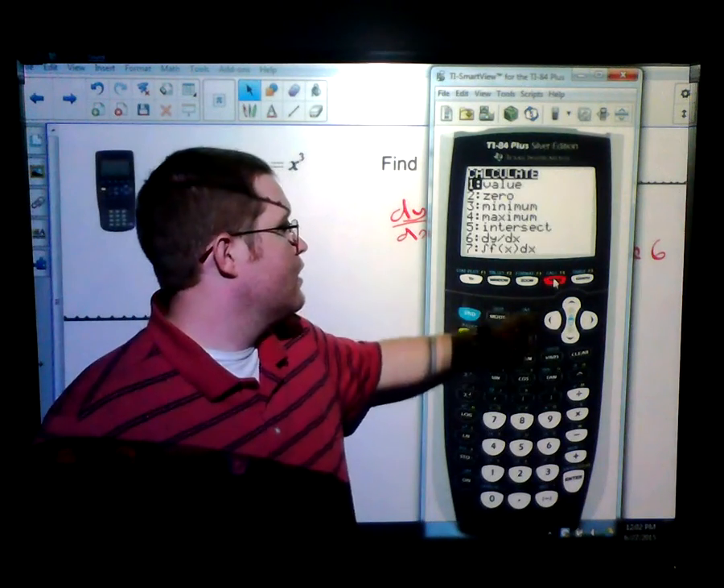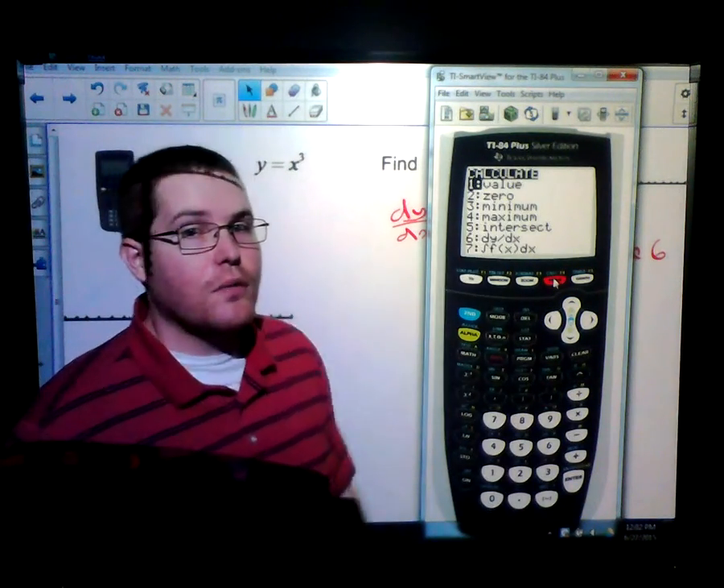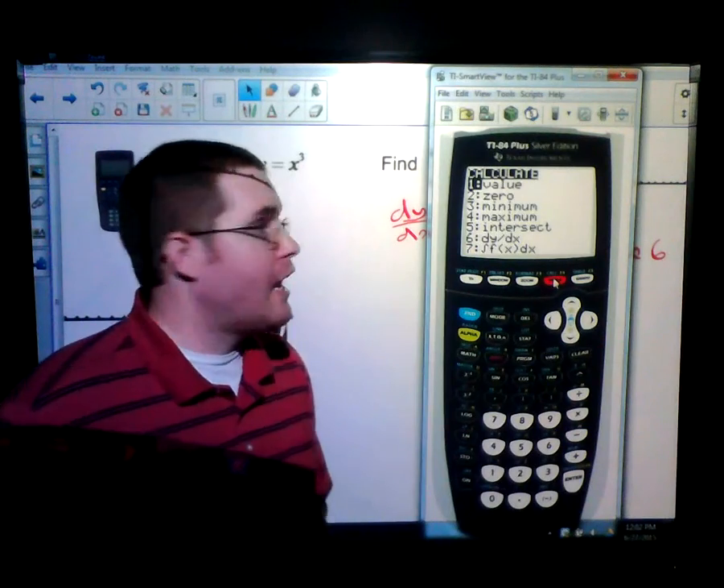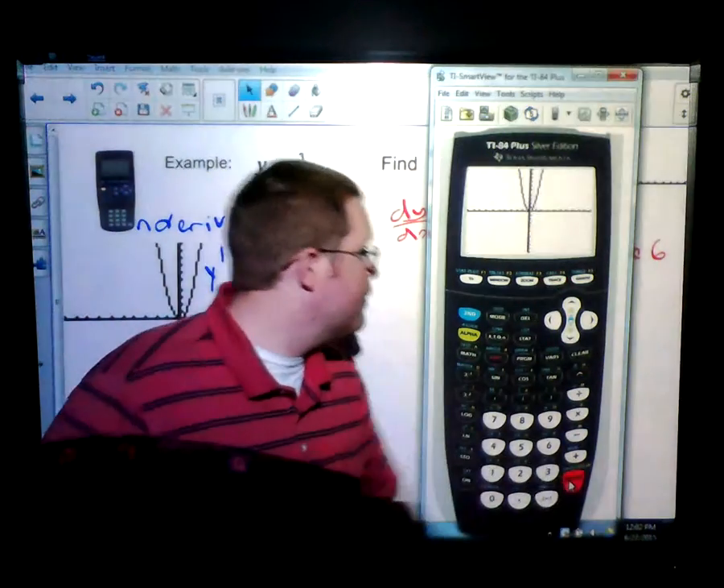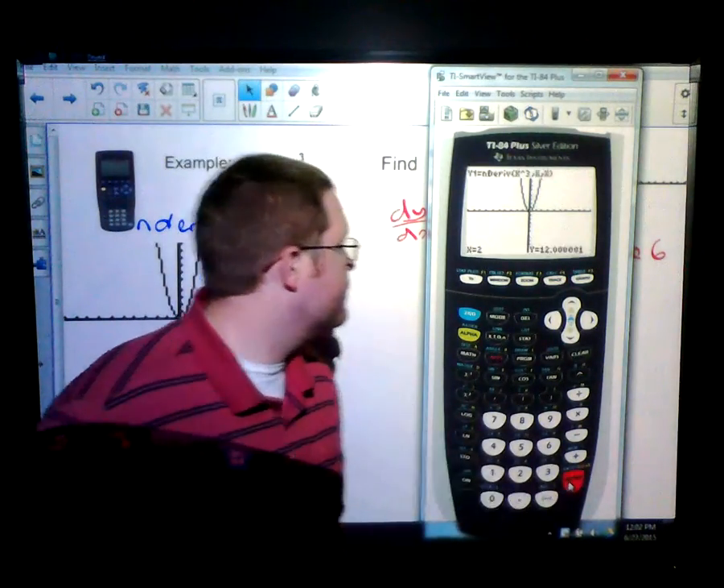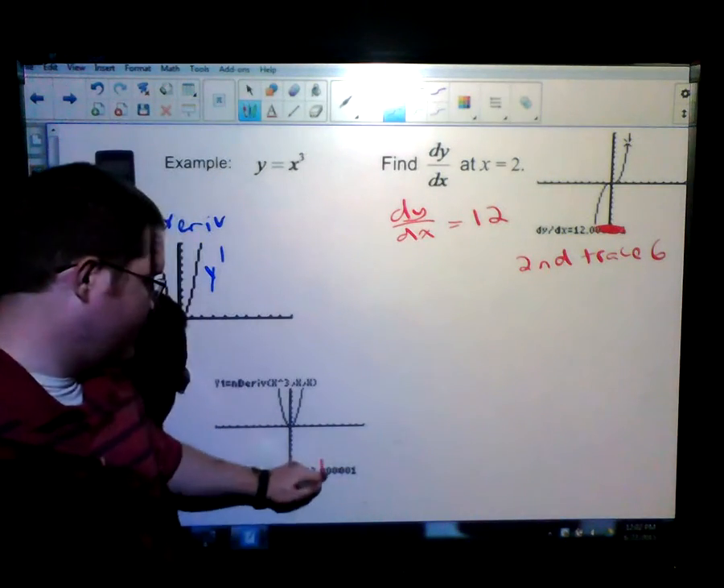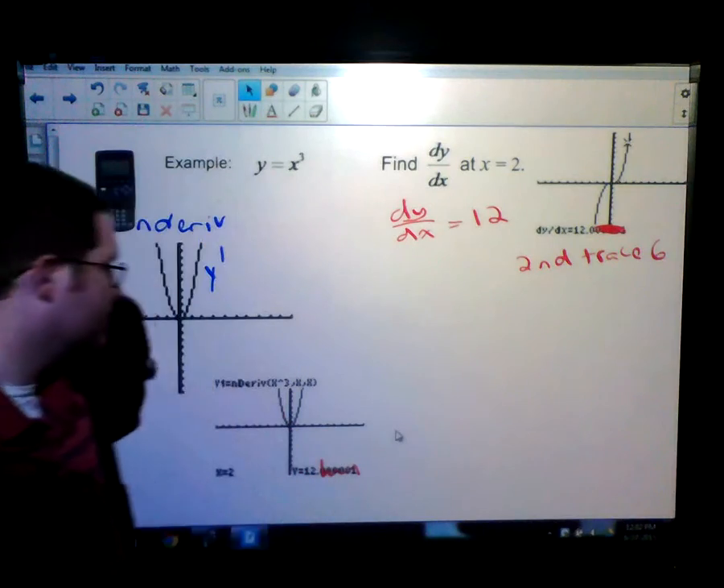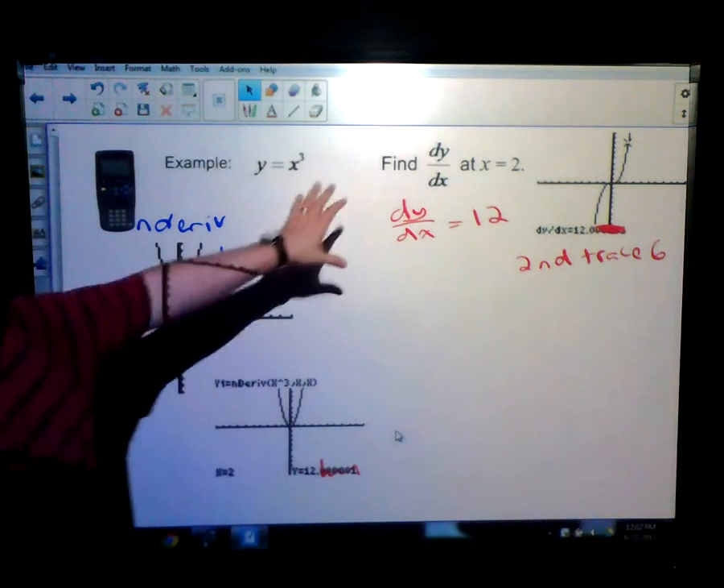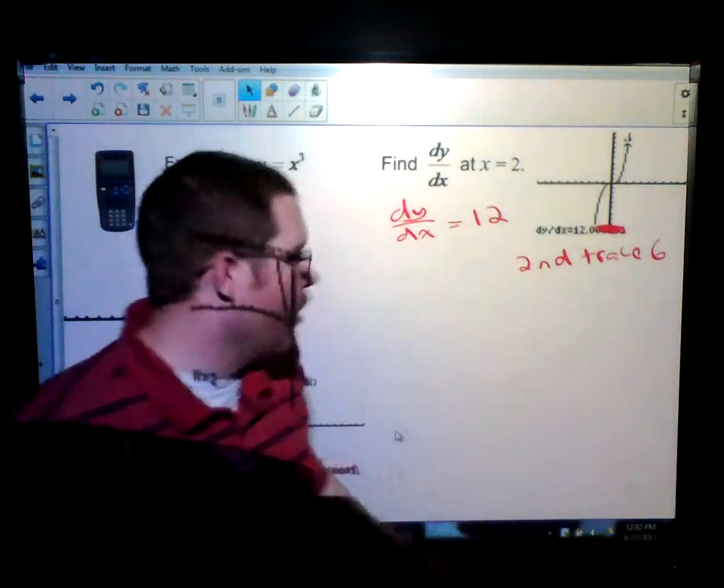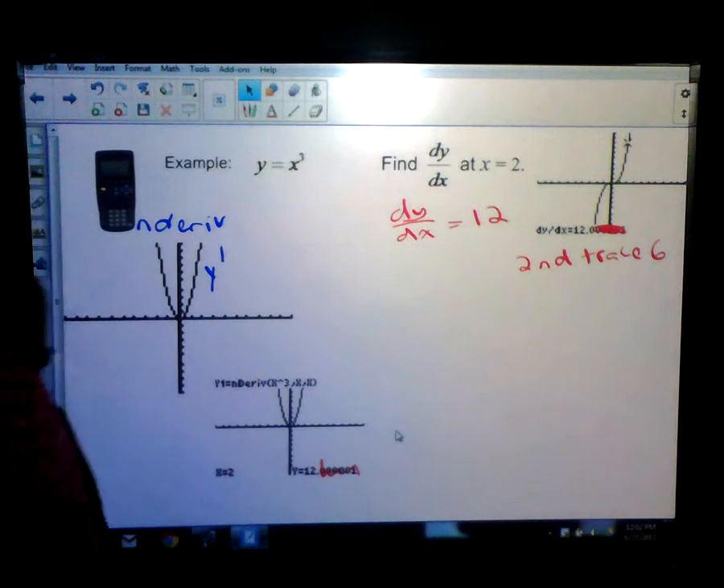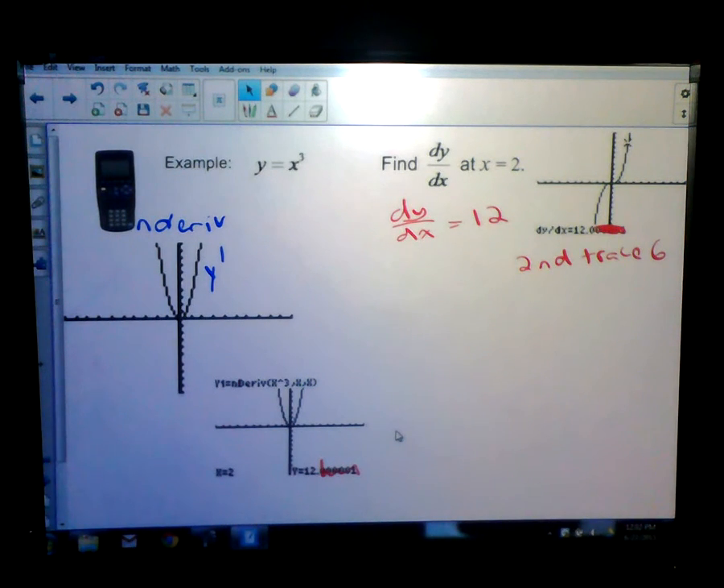Second trace. I'm not going to do the derivative now because I already have the derivative. So I just want the value at 2. Oh, look, it's 12. We already knew that. And again, get rid of these because it's just an approximation. So I will do this method almost every single time. In fact, I hardly ever, if at all, use this method. But now you've at least seen it. Okay?